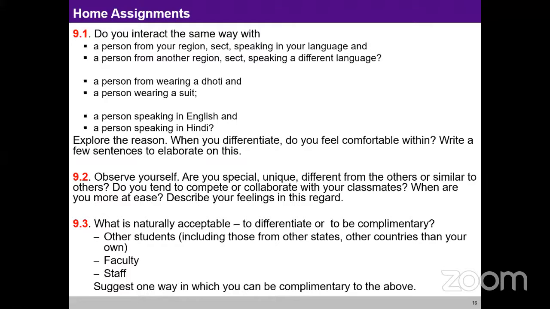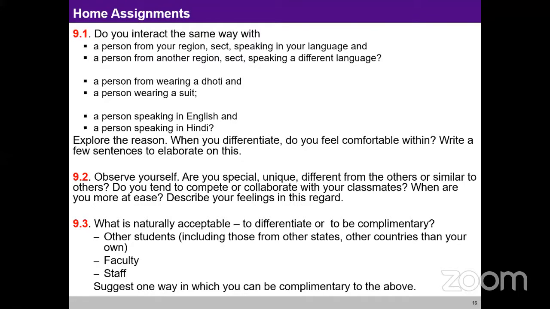So this assignment for our participants is, do you interact the same way with a person from your own region, your own sect, speaking your own language, and a person from another region, another sect, speaking a different language? We have to see for ourselves, is our interaction the same for a person who is wearing a dhoti and a person who is wearing a suit, or a person who is speaking in English and a person who is speaking in Hindi or some local dialect, some local language? Explore the reasons within yourself.